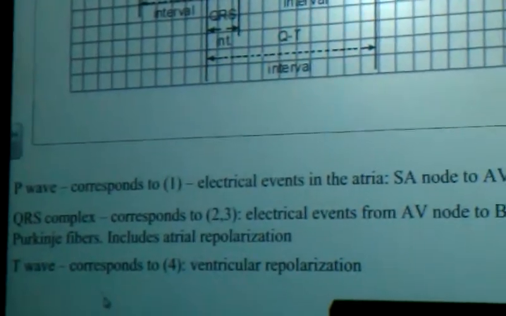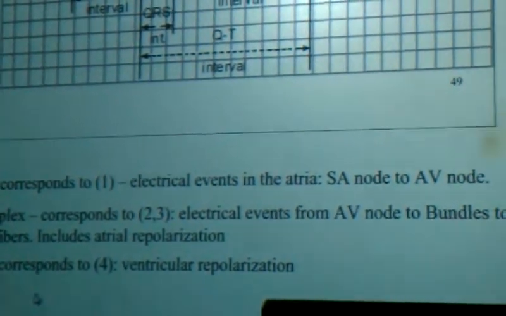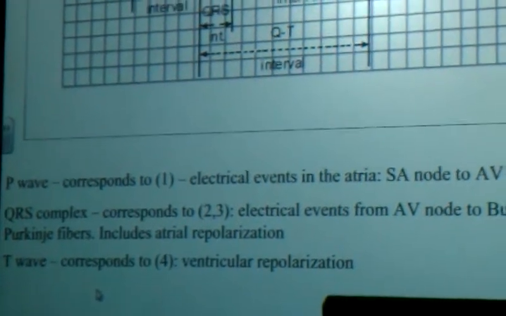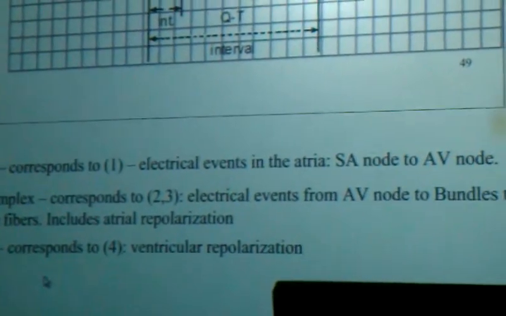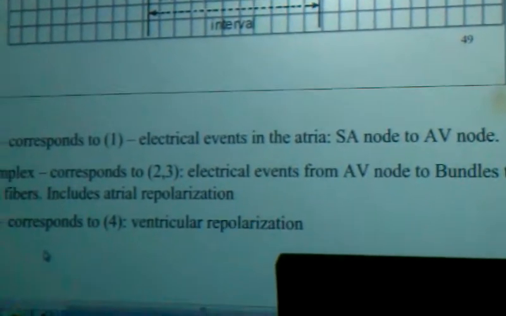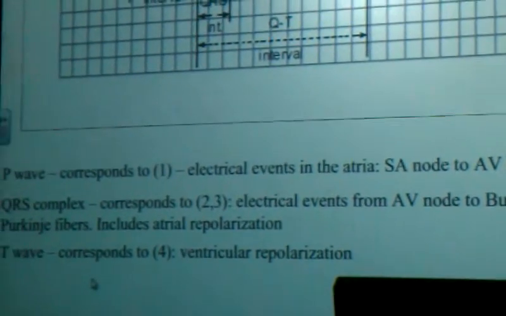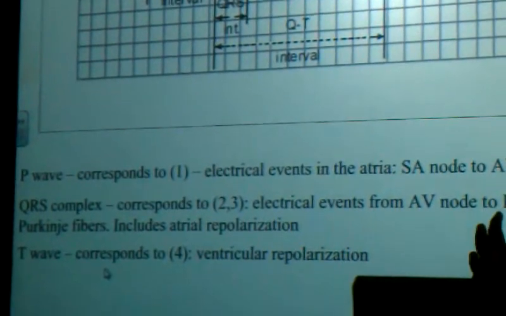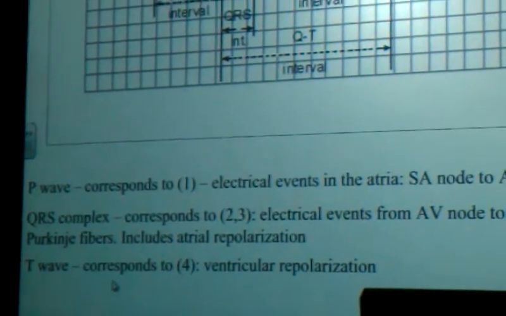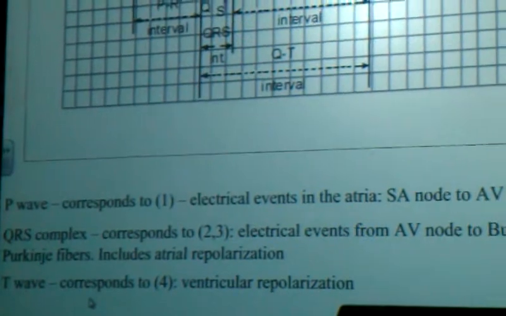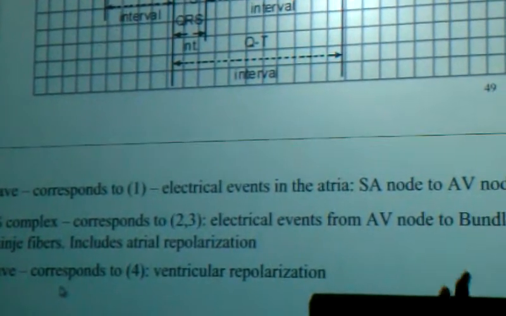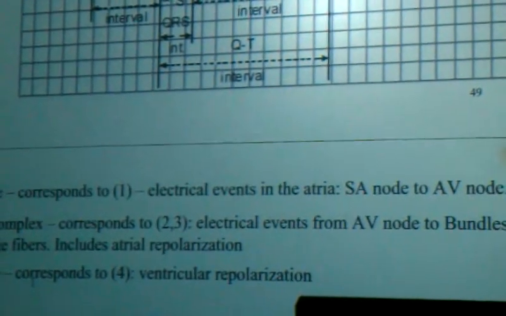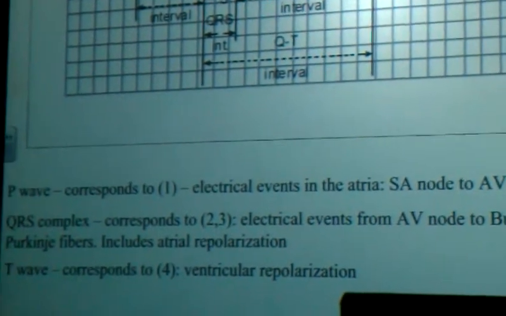Now remember, the machine is reading the passage of the electric current from the SA node to the AV node and through the rest of the structures of the conduction system. It's not telling you that the heart is contracting, that there's systole, that there's diastole. You have to just think, whenever the electrical current passes across a particular portion of the myocardium, that myocardium will contract. So you can associate it, but it just doesn't specifically tell you.